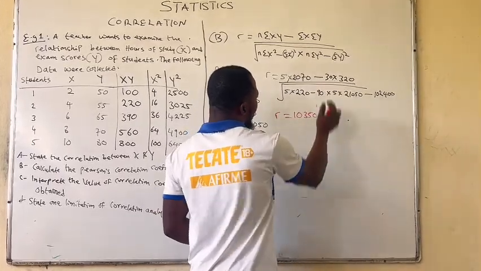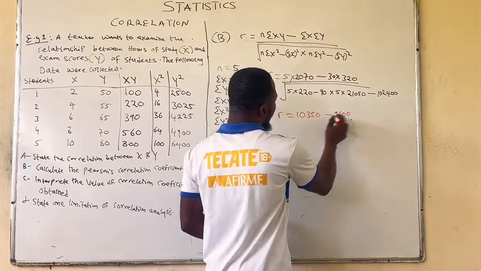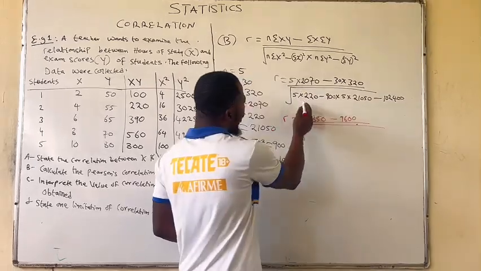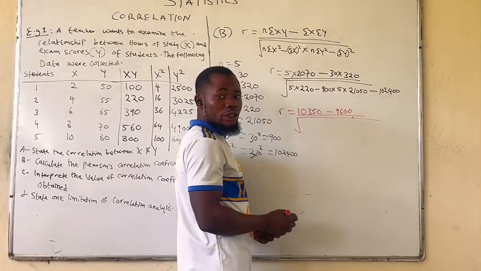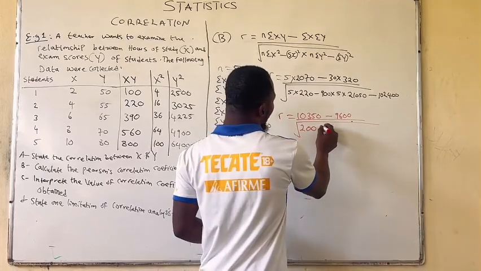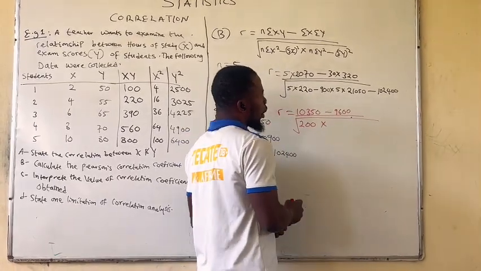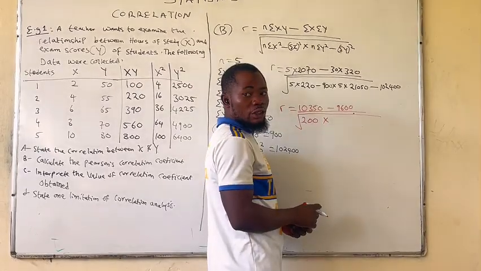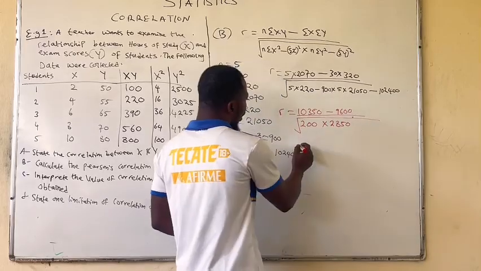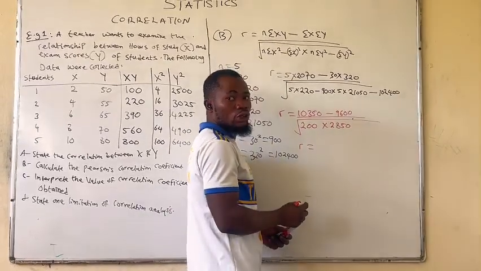350 minus 30 times 320 is 9600. All divided by the root of 5 times 220 minus 900, which is 200. Then multiply by 5 times 21,050 minus 102,400, which is 2850. So our R will now be equal to 10,350 minus 9,600.